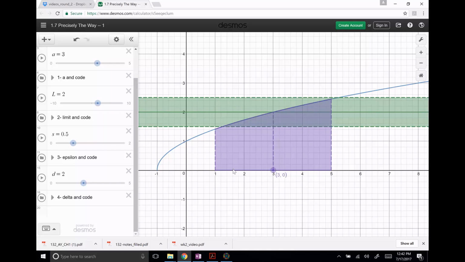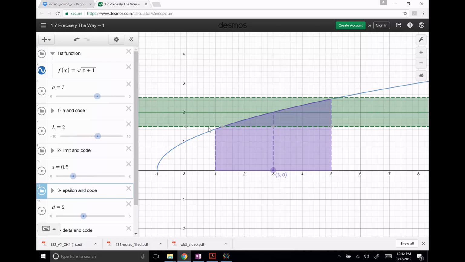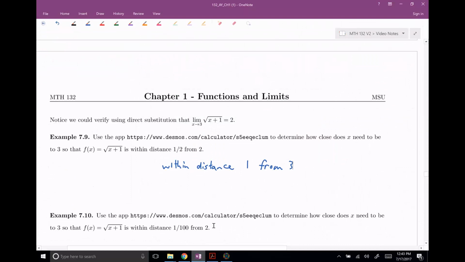But all the way down here at 1, you can see, distance 2 away from 3, you can see that the function's values are actually more than distance 1/2 away from 2. They're kind of outside of this nice green band of goodness. All right. So distance 1 away from 3 works. Actually, even distance like 1.5 away works, or distance 0.5 away works, but distance 2 is too much.